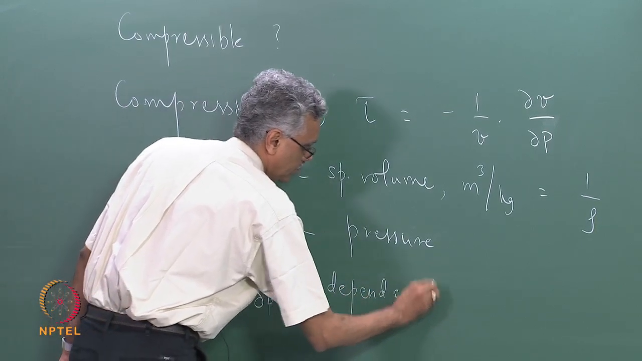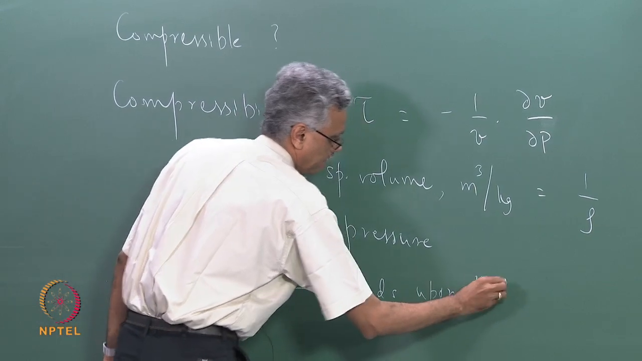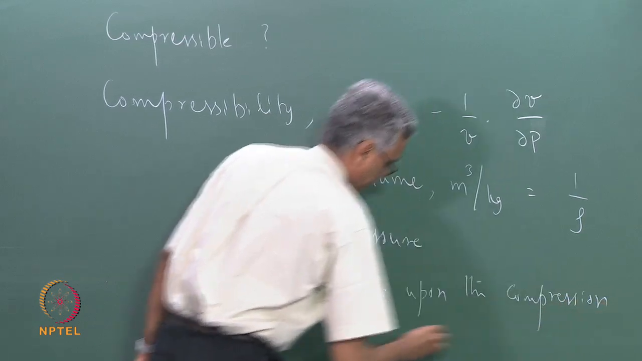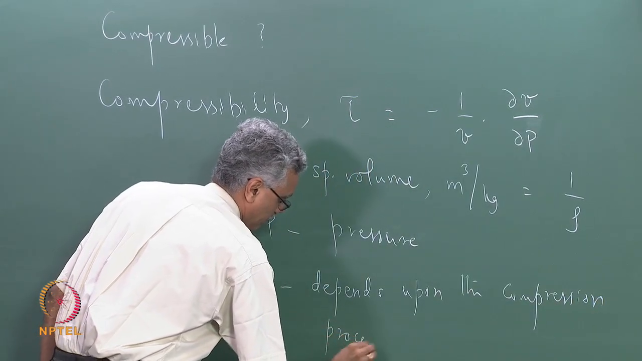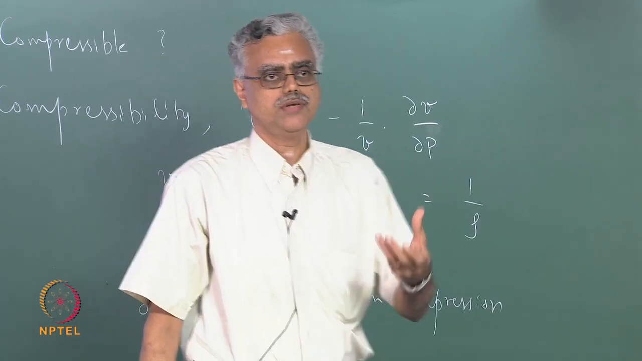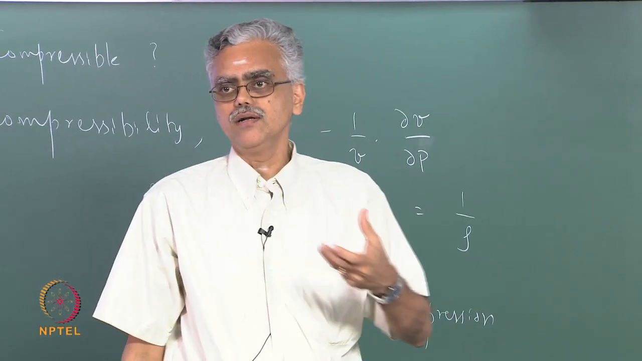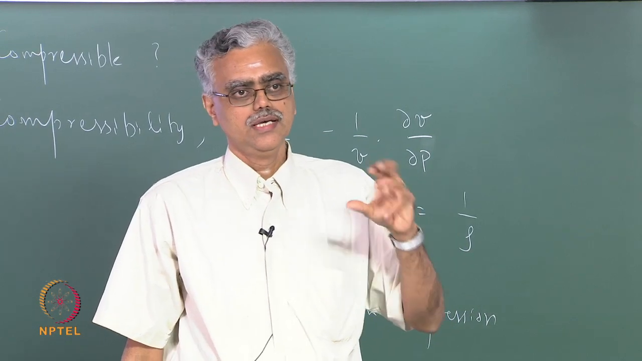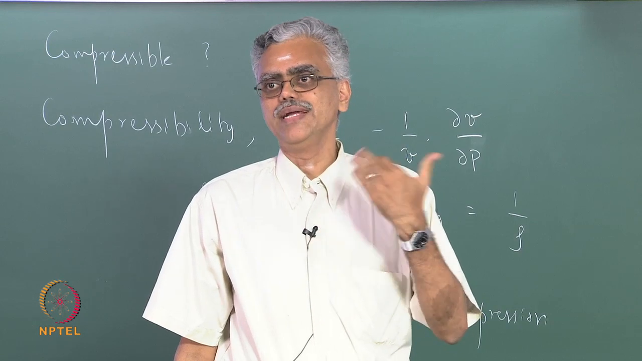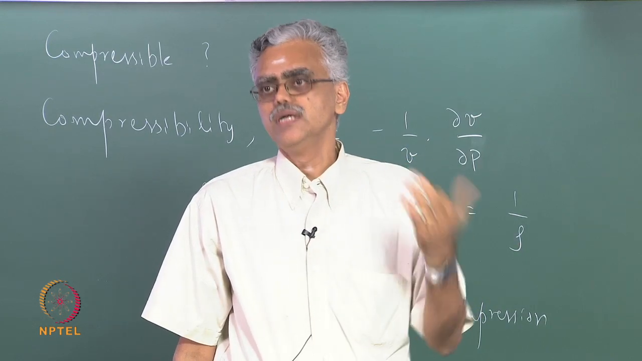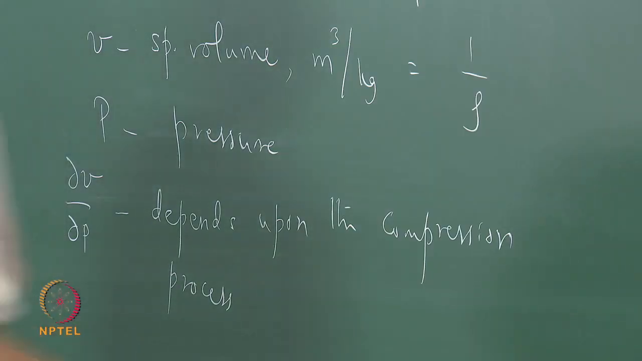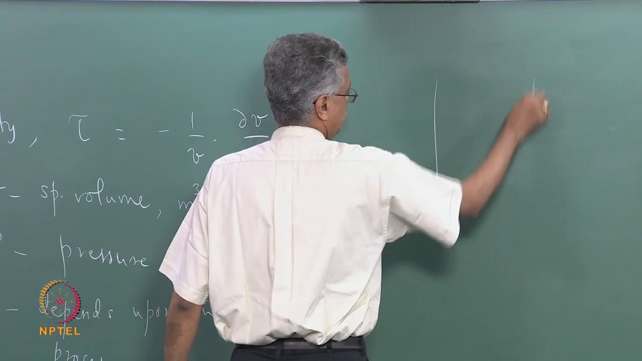Of course, the exact value for partial V, partial P will depend upon the compression process. In other words, if I take a fluid at a certain pressure and specific volume, then I make it undergo an isothermal compression process, the change in the specific volume will be different for a given change in pressure. Or if I make it undergo an adiabatic compression process, definitely the value at the end of the process will be different, right.